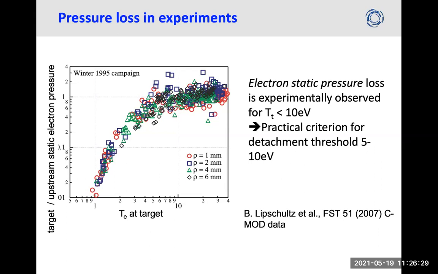Inversely said, when the experimental physicist that runs an experiment sees a plasma that is cold, 5 to 10 eV, then he says, okay, this plasma is detached or will detach, because our everyday experience tells us any time when plasmas have these low temperatures, pressure loss is observed in experiment. We have similar data from ASDEX Upgrade. They look very similar to this curve. Yeah? There's no database for JET like this, but the data would exist to make such a plot. Okay.